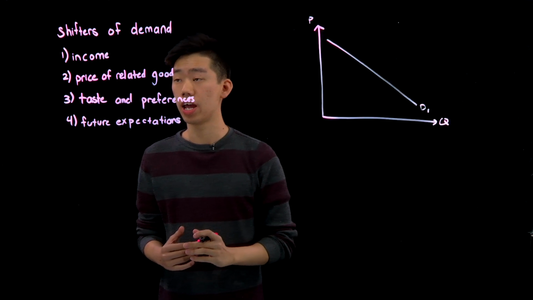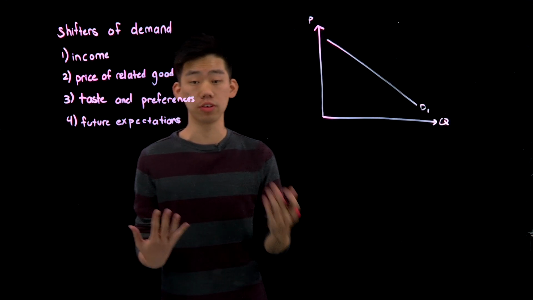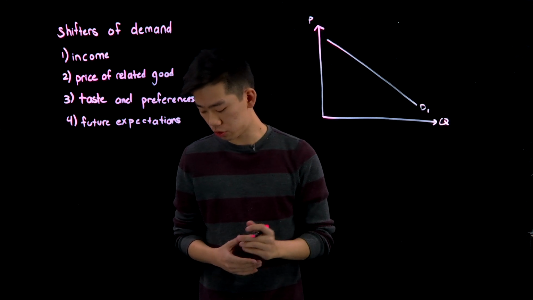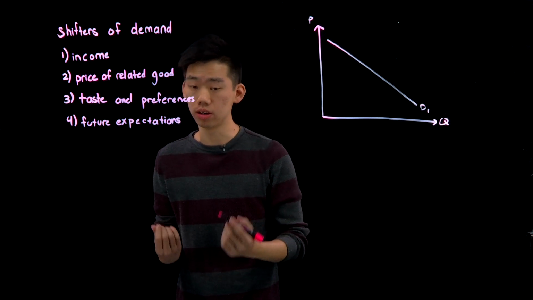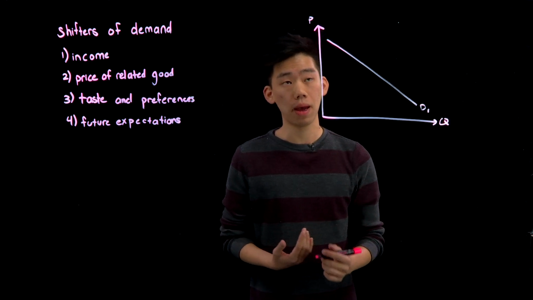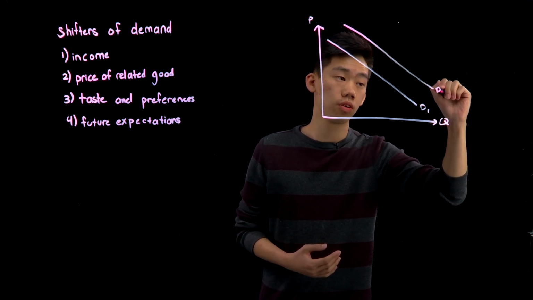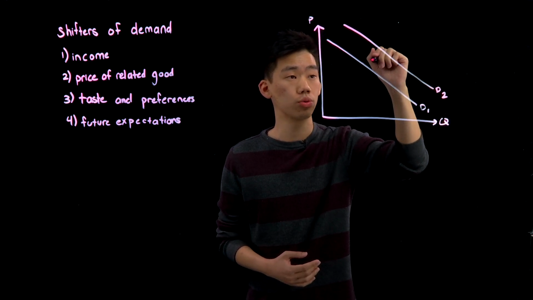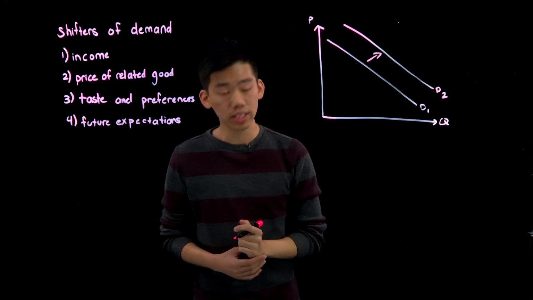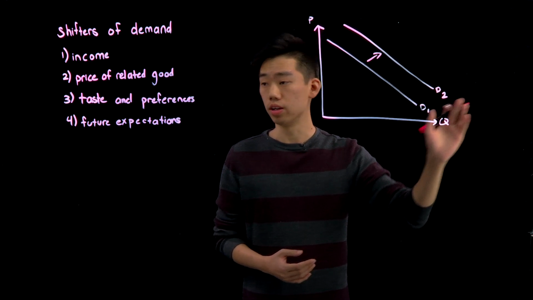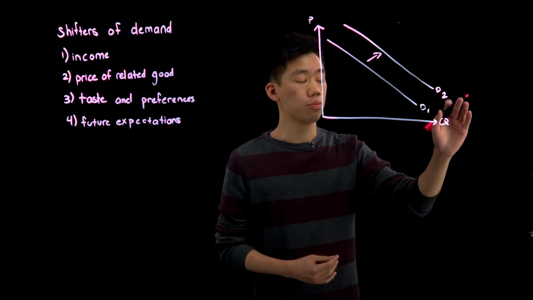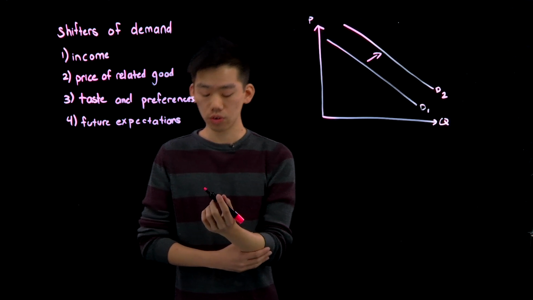Now that we have an understanding of how each of these factors can shift demand, we are actually going to demonstrate exactly what these shifts mean. So an increase in demand is represented by a rightward shift in the demand curve. We'll label this new curve D2. So what exactly does this D2 curve mean, and what does it mean in relation to the D1 curve?